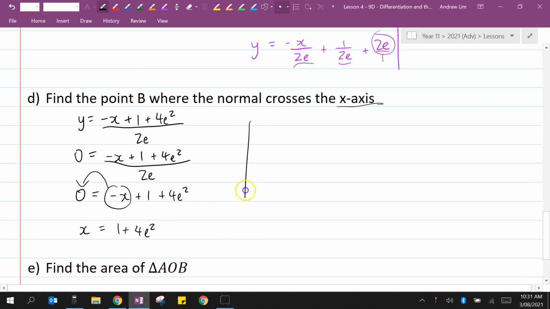So now that we've worked that out, we can say that therefore point B has to be 1 plus 4e squared, comma 0. Because it's an x-intercept where y is equal to 0.